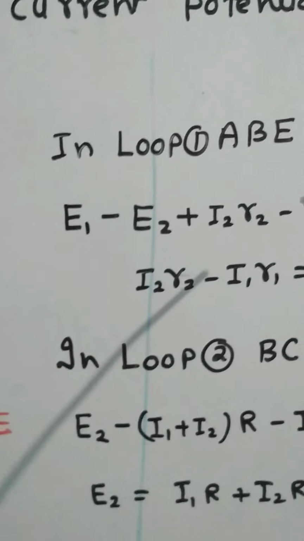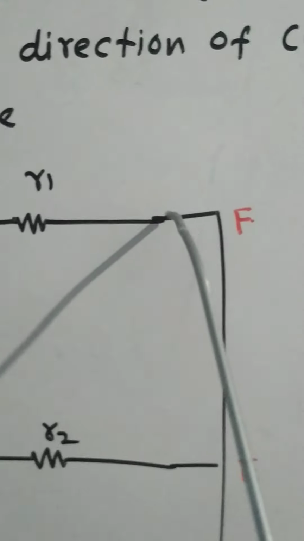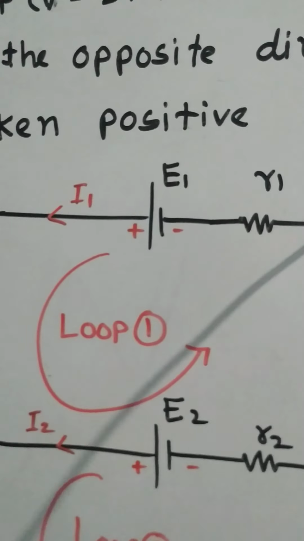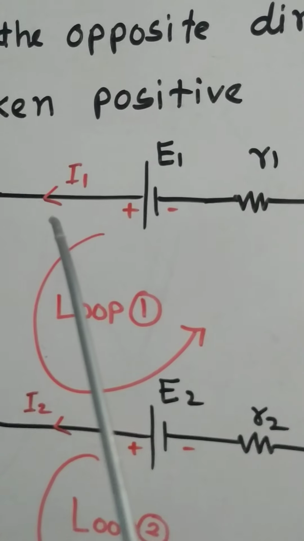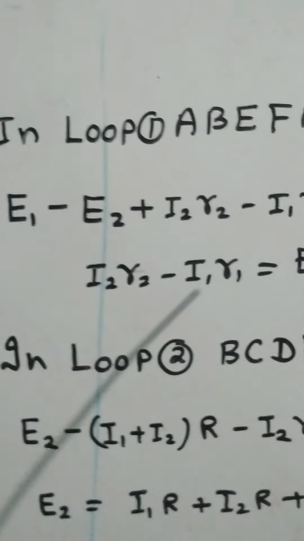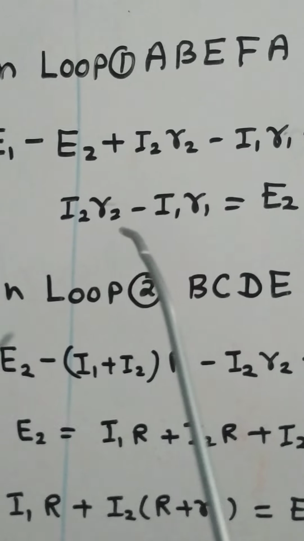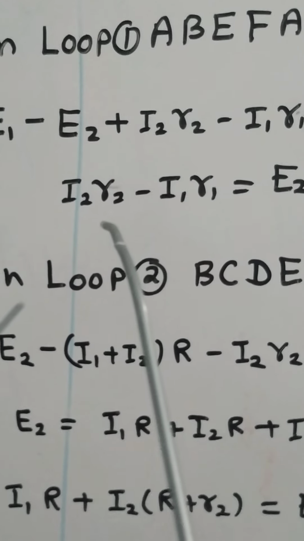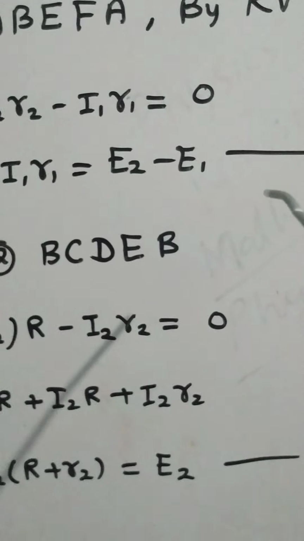So we write plus I2 R2. And when he travels from F to A, he is traversing in the direction of current, so the potential drop is negative, minus I1 R1. So here minus I1 R1 is written, equals 0, and after rearranging we can write I2 R2 minus I1 R1 equals E2 minus E1.